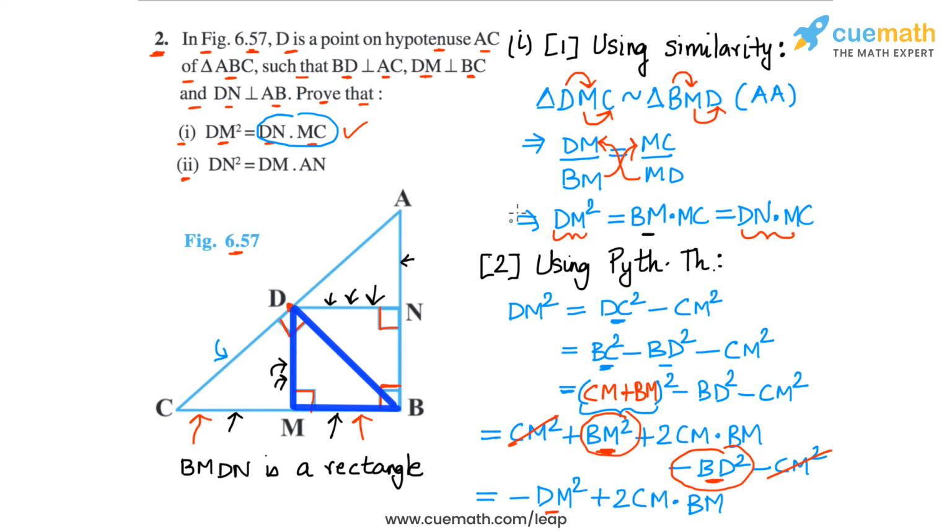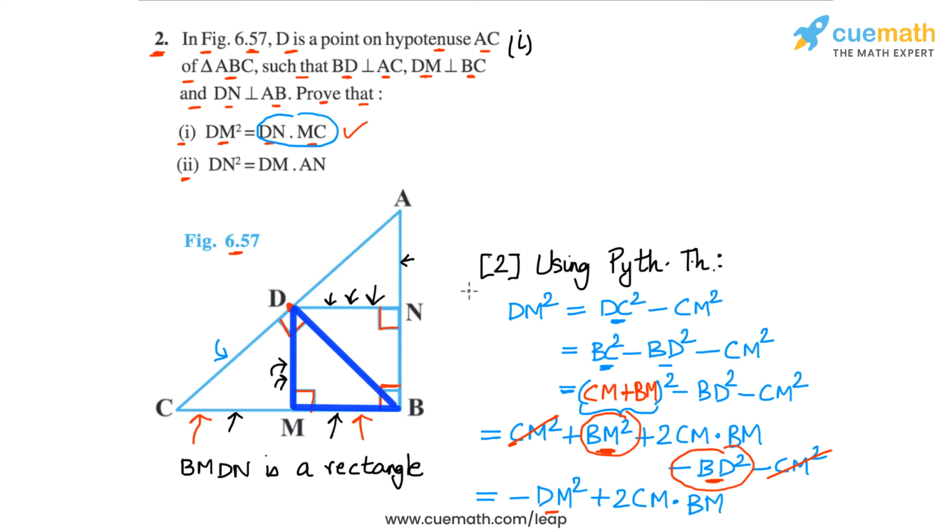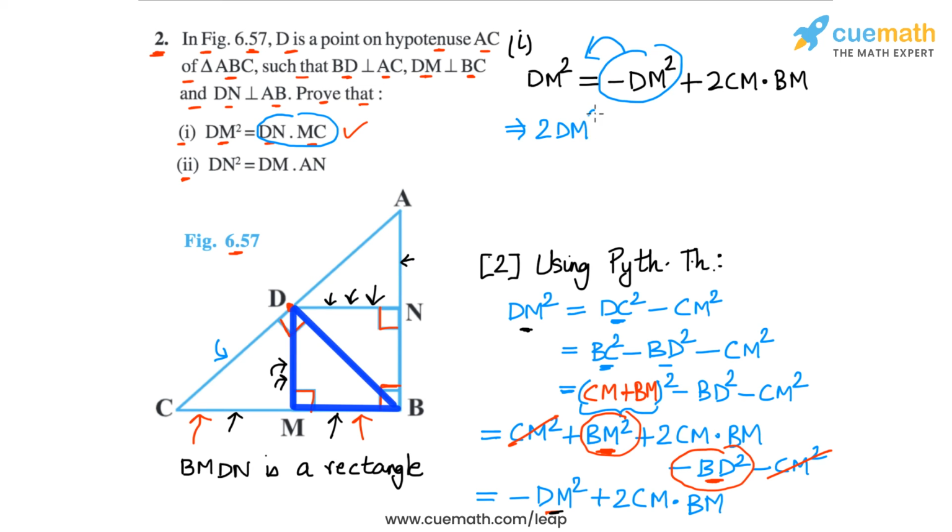Okay, now let's make some space on the top. Okay, so let's write what we have obtained. So on the left side we started with DM square, and on the right side we obtained minus DM square, and then plus 2 times CM into BM. Now the next step should be obvious. You take this minus DM square, shift it to the left side. So you will get 2 DM square on the left side, and on the right side you have 2 times CM times BM.